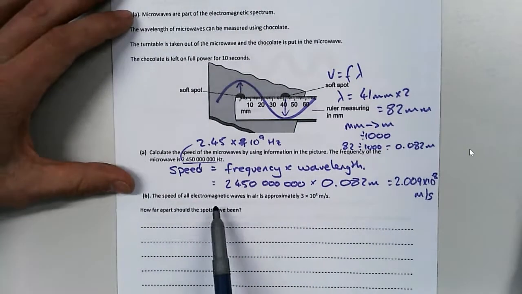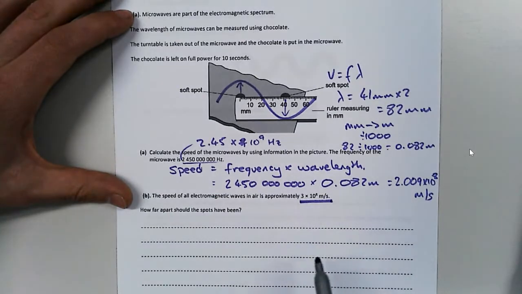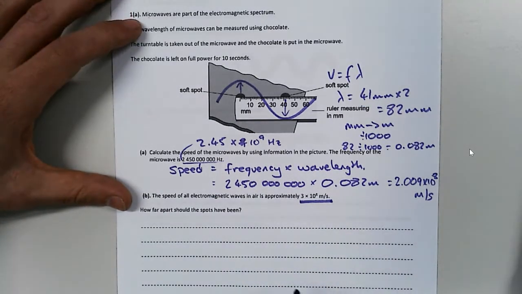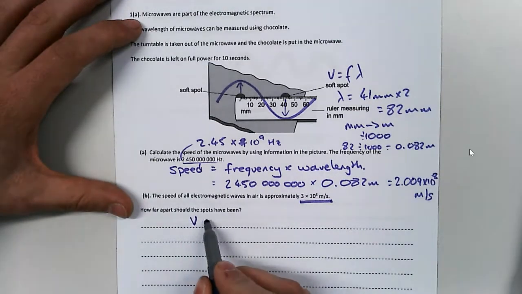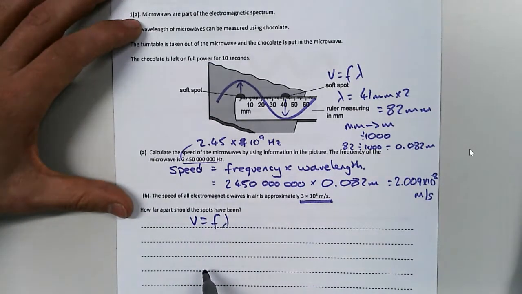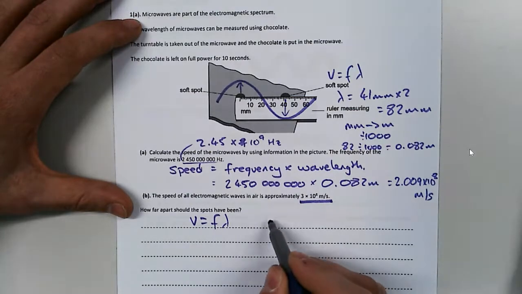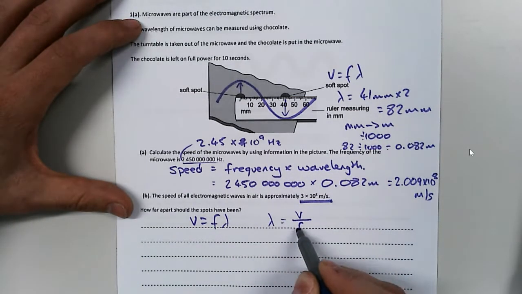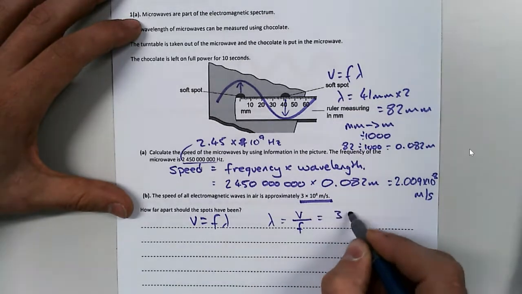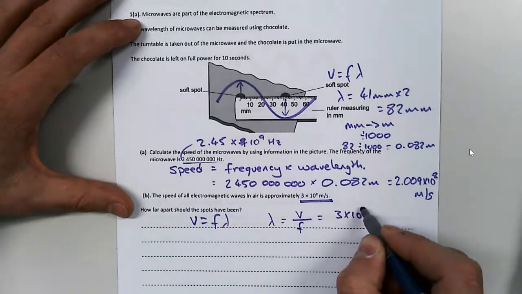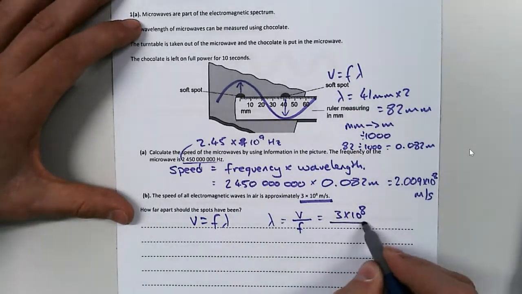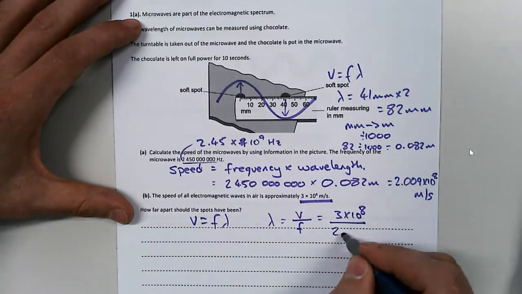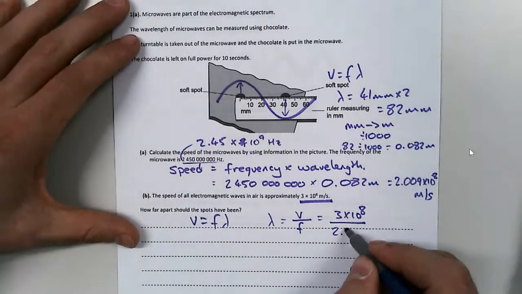The speed of all electromagnetic waves in air is approximately this. How far apart should the spots have been? So we basically need to do the reverse of what we've done. Speed is frequency times wavelength. We can rearrange this to say that wavelength is speed divided by frequency, which is 3 times 10 to the 8 divided by our frequency.